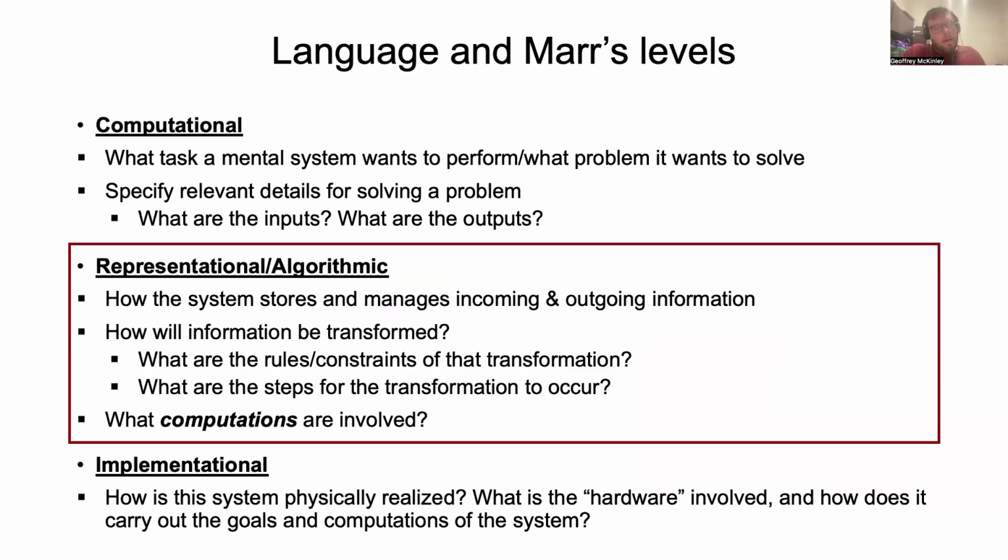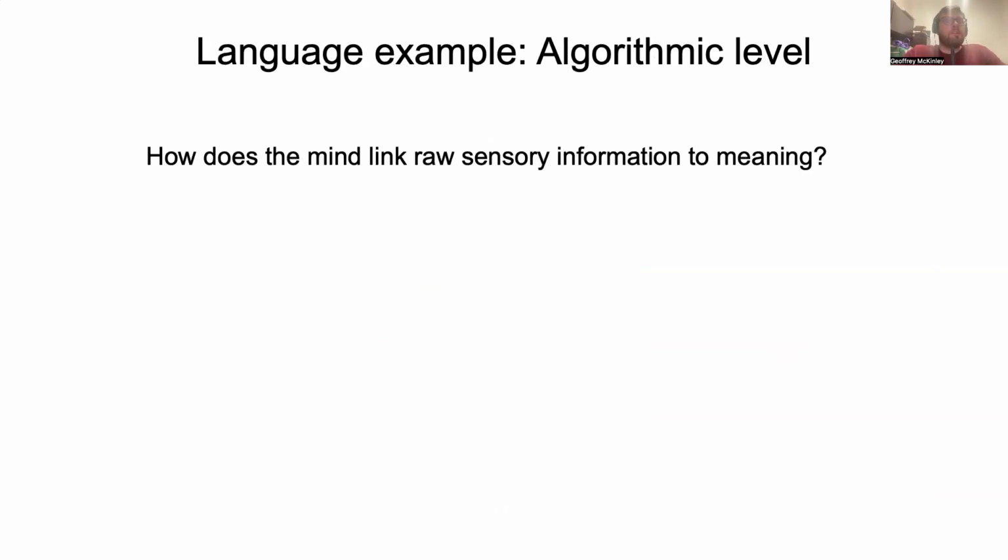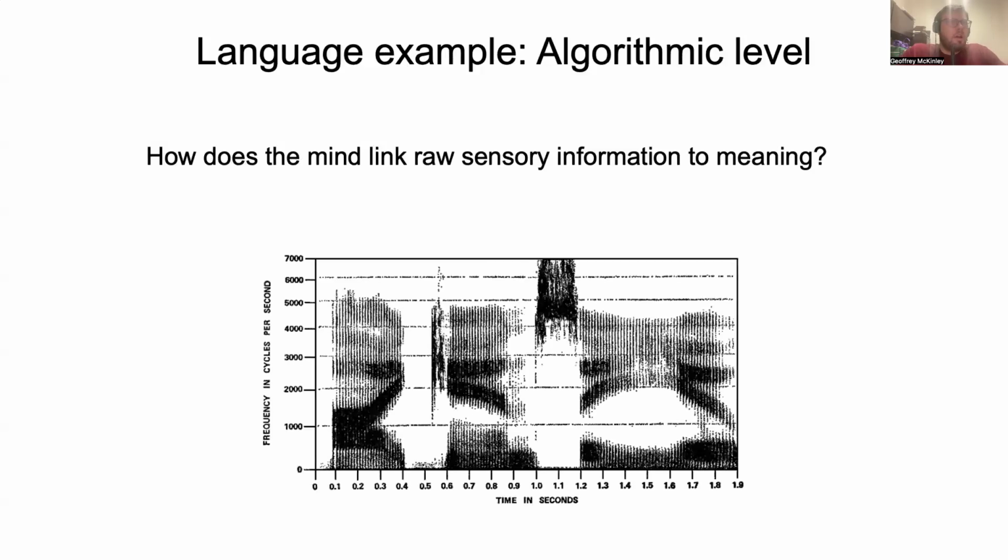So now we'll talk about the algorithmic stage, right? So in the algorithmic level, we're getting back to it, right? How does the mind link raw sensory information to meaning? So this is called a spectrogram. If you were to record your voice and then try to look at the sound waves, or the pattern visually, you would get something like this. And this is the spectrogram for the utterance "I can see you," right?